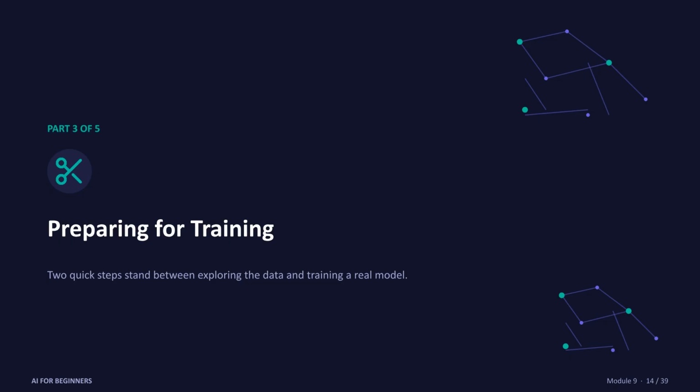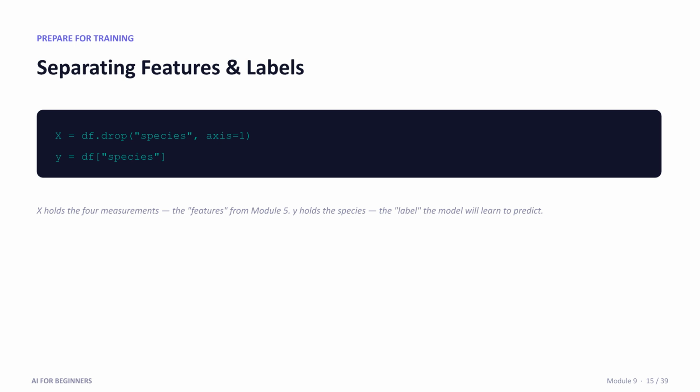Now for Part 3, preparing for training. We have 2 quick, essential steps to take before we can start teaching our machine learning model. Our first step is separating the features from the labels. We define X as our measurement features by dropping the species column, and we assign y to the species label, which is what the model will learn to predict.